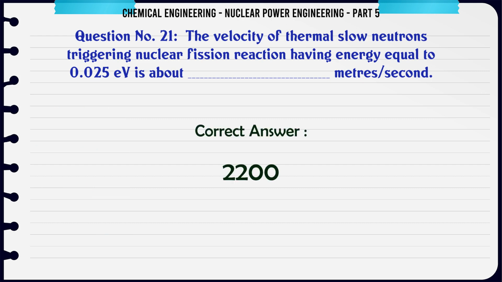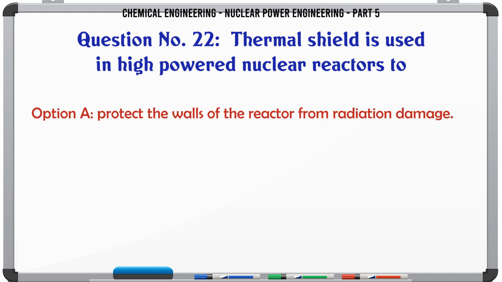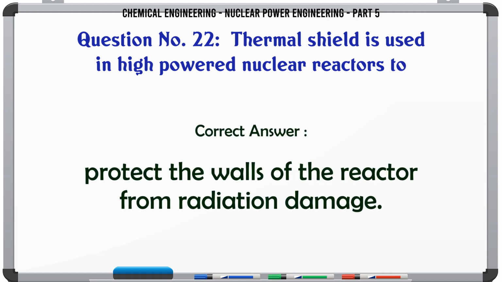4400. The correct answer is 2200. Thermal shield is used in high-powered nuclear reactors to A. Protect the walls of the reactor from radiation damage. B. Absorb the fast neutrons. C. Slow down the secondary neutrons. D. Protect the fuel element from coming in contact with the coolant. The correct answer is protect the walls of the reactor from radiation damage.